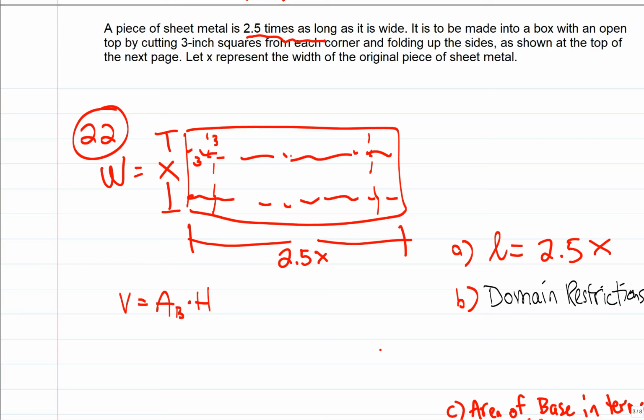Can x be 1? Well, if x was 1, could I take 3 inches off? No. The idea is I need to be able to take off at least 3 inches, right? So the domain, we know that x must be greater than 6. How do I know that? Well, I'm going to be taking off 3 inches on the top and the bottom, so I can't take off 6. I need it at least to be bigger than 6. Okay?